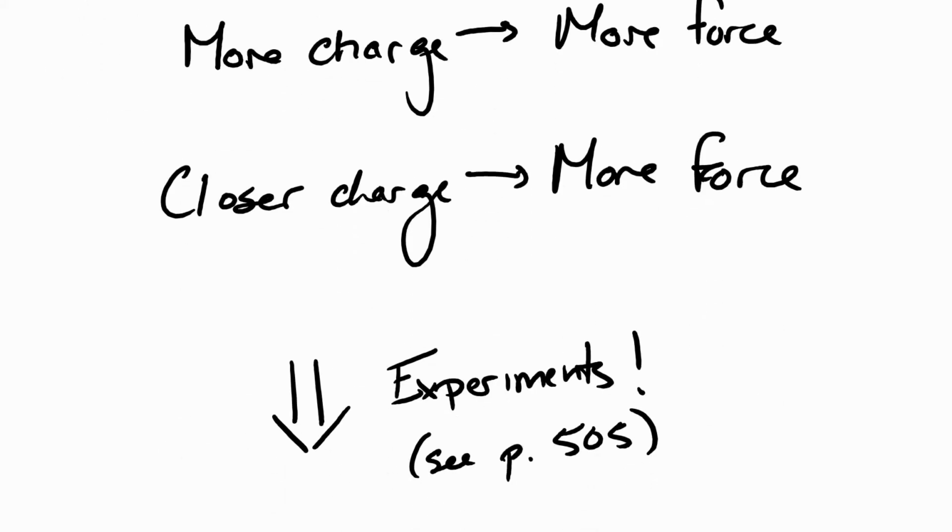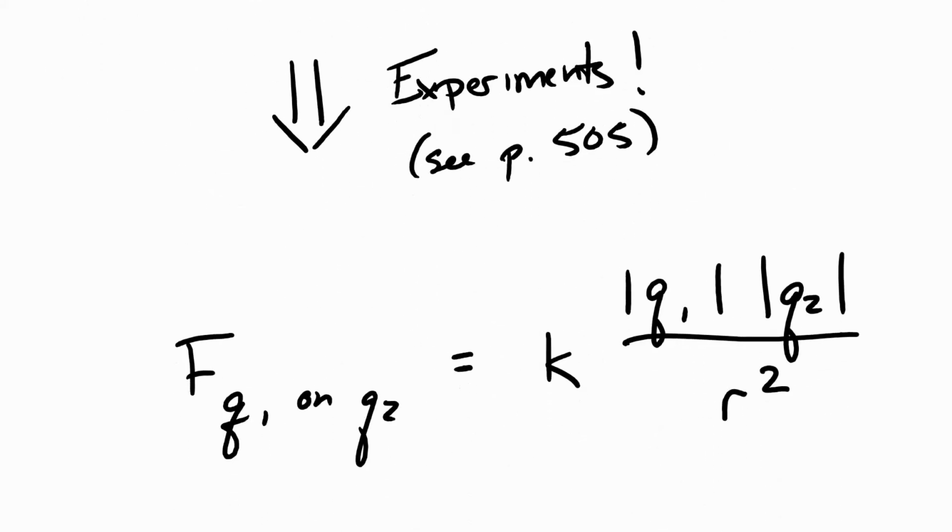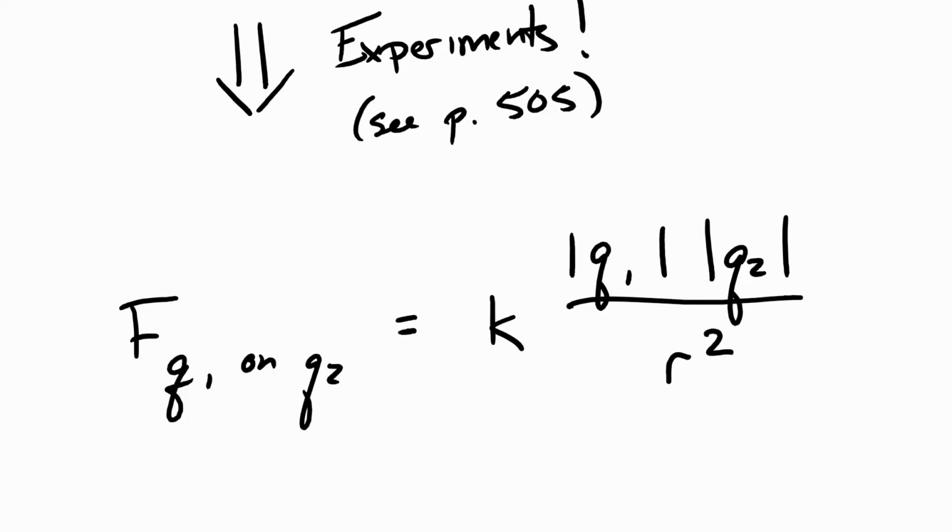You can check your book for the experimental results, and this is the form of the law that he got. The force of Q1 on Q2 remarkably looks very similar to the force of Q2 on Q1, but for a change in direction because of Newton's third law. Anyway, it is going to be K Q1 Q2 over R squared.